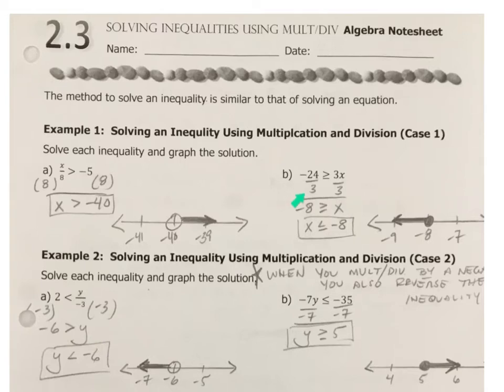We still would do this over here. We would divide by 3 to get x is less than, we have to reverse that symbol when we bring it over to the left, the negative 8. But then we have this situation here that we have to really pay close attention to.